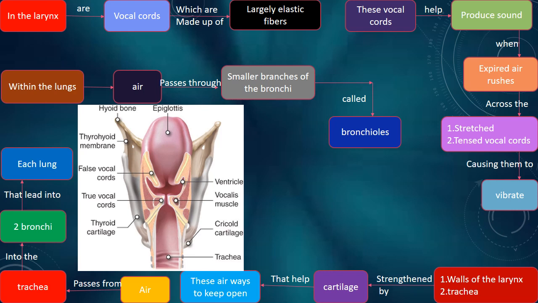Air passes from the trachea into two bronchi that lead into each lung. Within the lungs, air passes through the small branches of the bronchi called bronchioles.